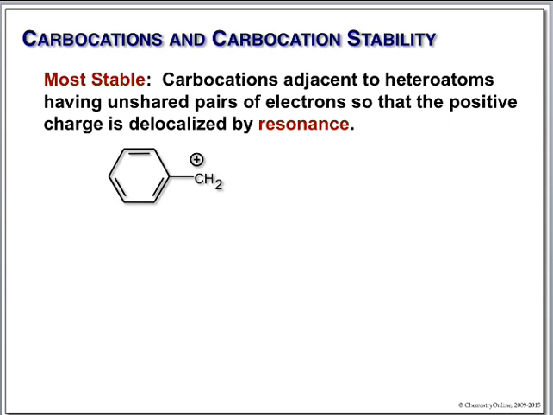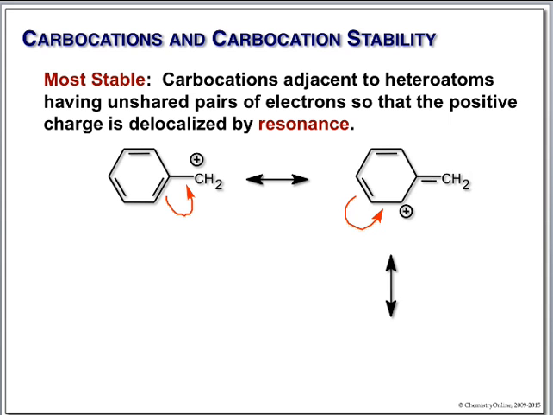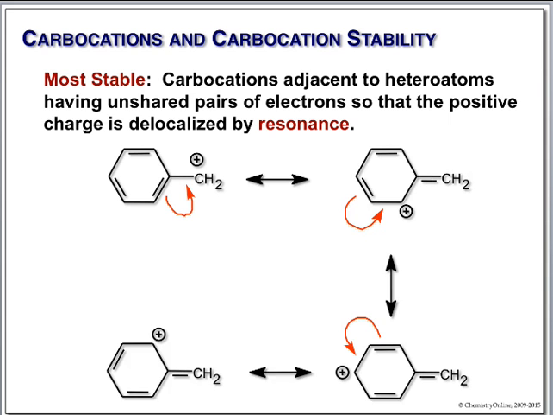We could move an electron pair in to neutralize this charge and put the charge here on the ring. Again, we could neutralize that by moving these electrons over and move these down. Basically, we have put the positive charge on the benzyl carbon and on these three ring carbons. Spread out the charge, it makes it very, very stable.